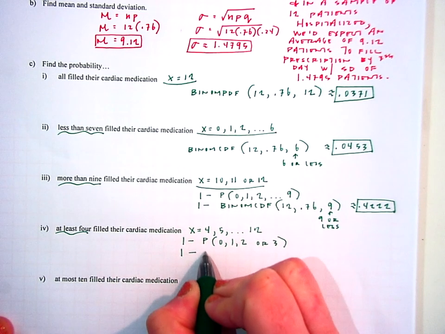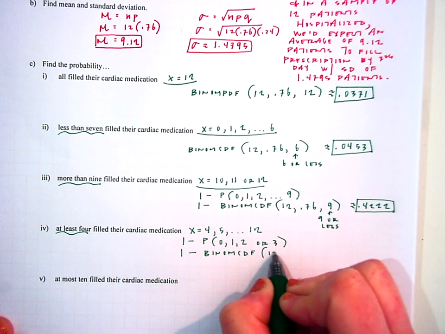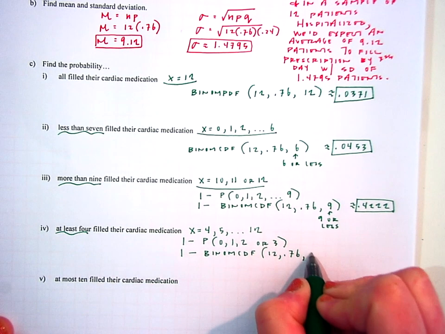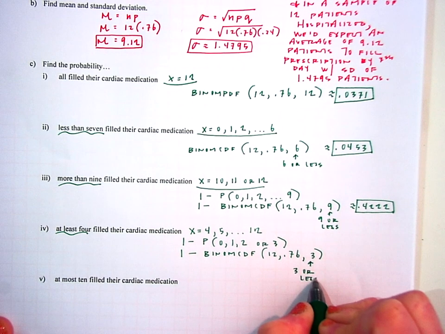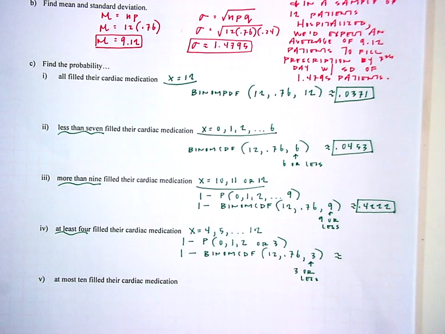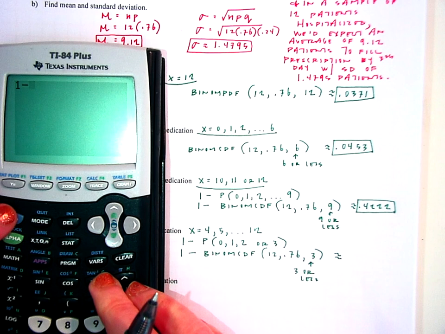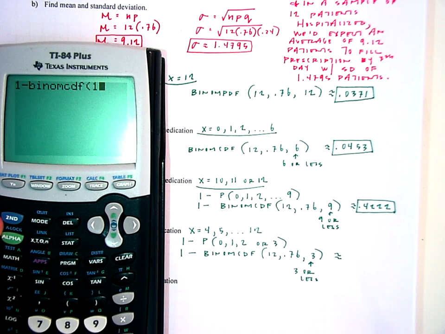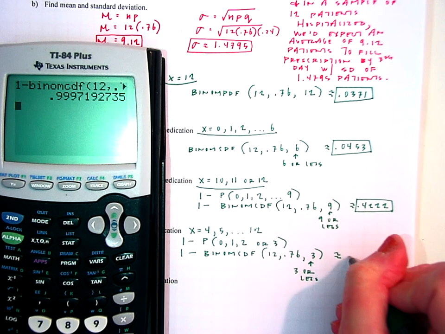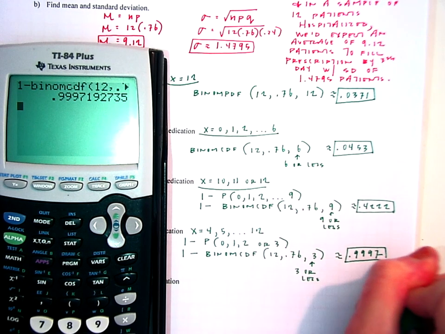So 1 minus binomcdf, 12, 0.76, and 3. So again, that 3 is 3 or less. Okay, let me show you how we can type that in one more time. So here I'm doing 1 minus binomcdf, 12, 0.76, and then 3 or less. So I'm getting about 0.9997. So very likely that this scenario would play out, almost 1.